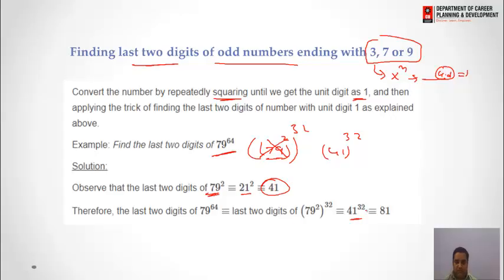Now 41 power 32: 4 times 8 gives the tens place, that is 2 in the tens place, and 1 always gives 1 as the unit digit. So 81 is the answer for this question.